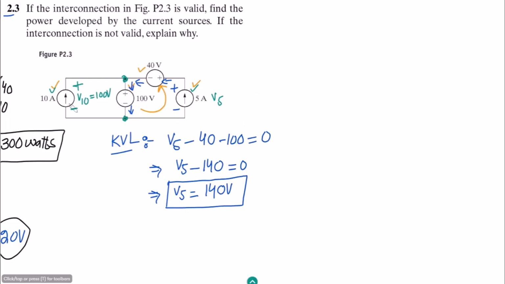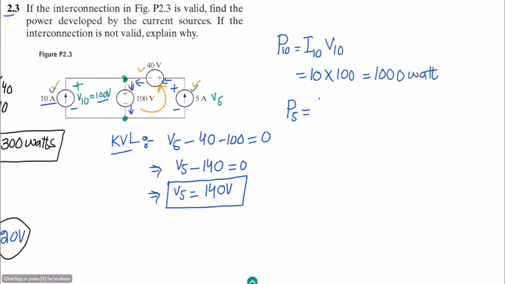Now, in order to find the power developed by this 10 amps, let me call it P10, and this is I multiplied by V10. So I10 is known, that is 10 amperes. V10 is also known, and we have already found it, that is 100, which gives 1000 watts.